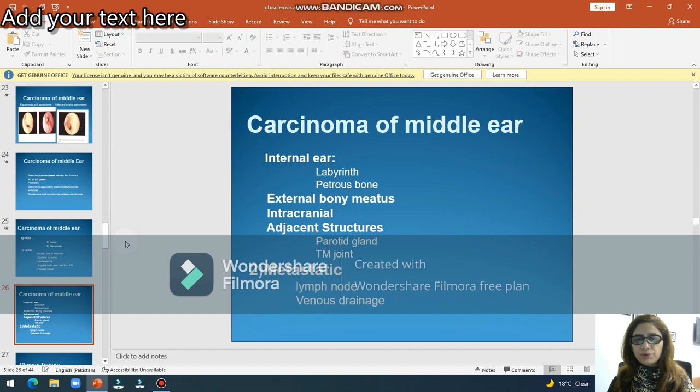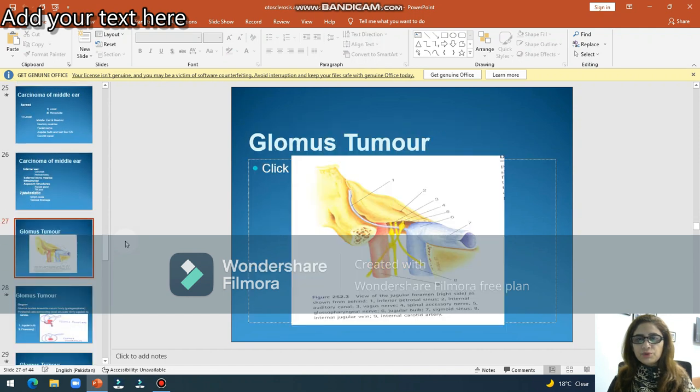Metastasis occurs through lymph nodes and venous drainage. Through lymph nodes, it can involve the first cervical lymph node, then the parotid lymph nodes, and through blood it can go to distant sites.